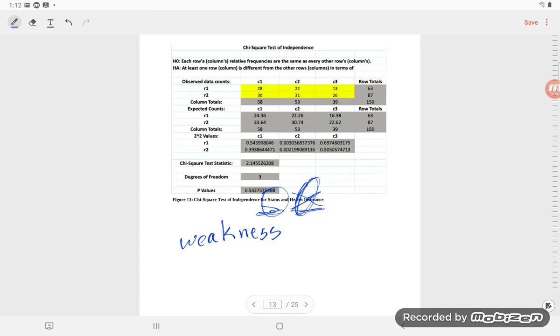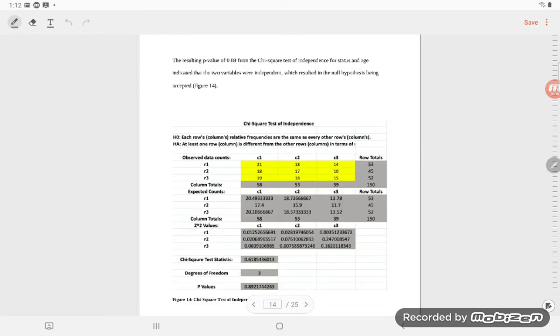The analysis portion of this was a little bit weak. It wasn't horribly weak in that they set up the groundwork for it. Okay, they did the tests that you needed to do. They just didn't do a lot with it. Okay, so here the resulting p-value 0.89 says status and age indicated that the two variables are independent.